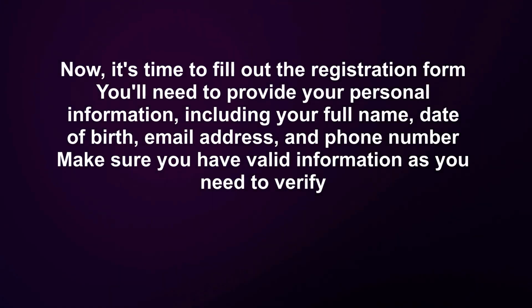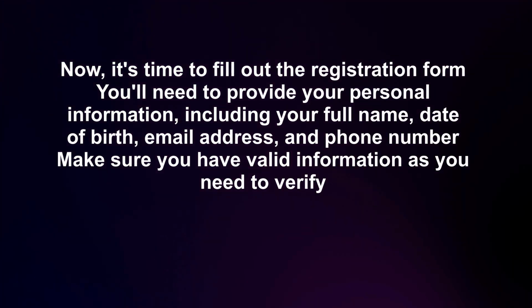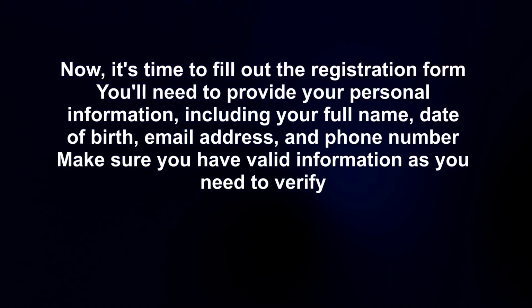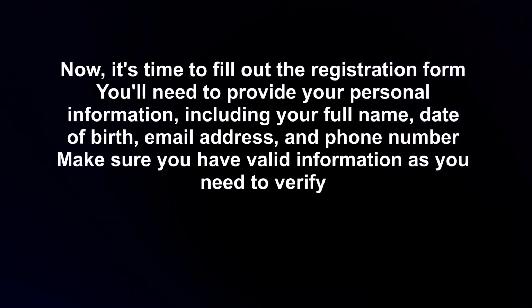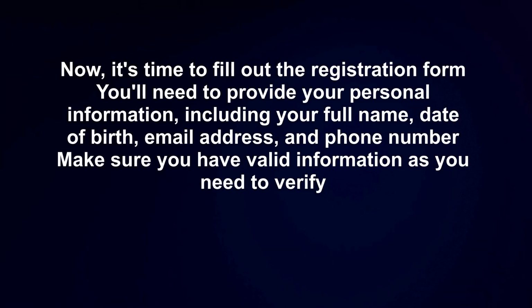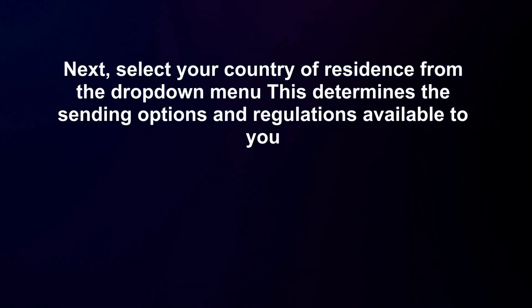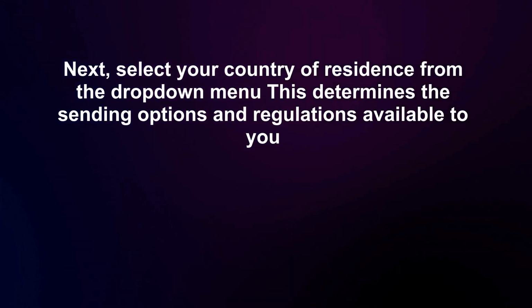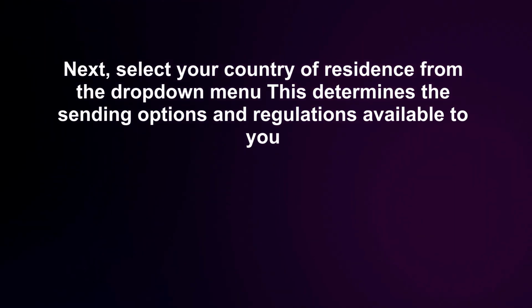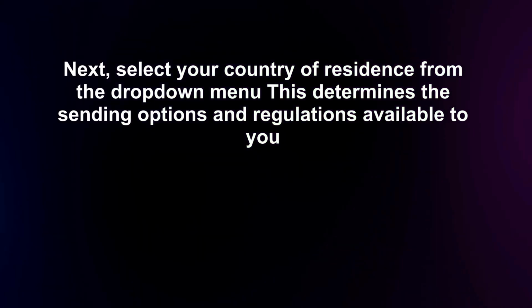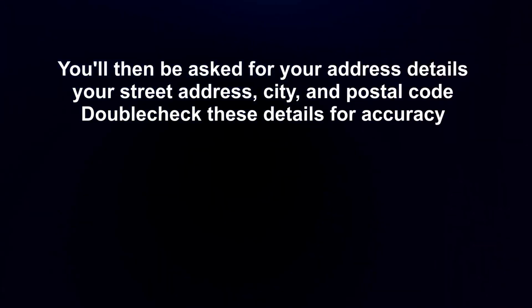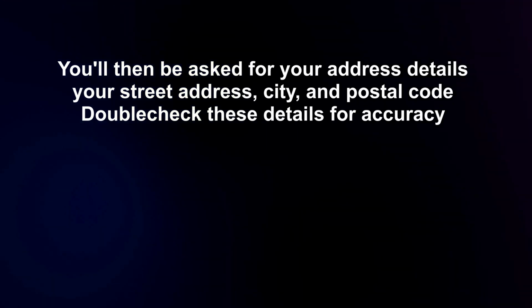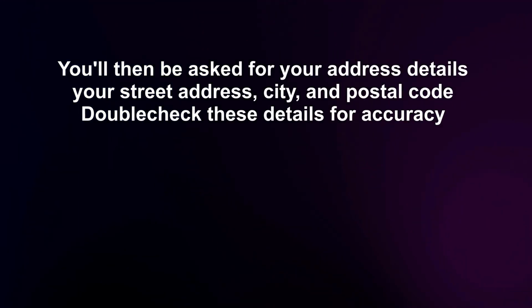Now, it's time to fill out the registration form. You'll need to provide your personal information, including your full name, date of birth, email address, and phone number. Make sure you have valid information as you need to verify. Next, select your country of residence from the drop-down menu. This determines the sending options and regulations available to you. You'll then be asked for your address details, your street address, city, and postal code. Double-check these details for accuracy.